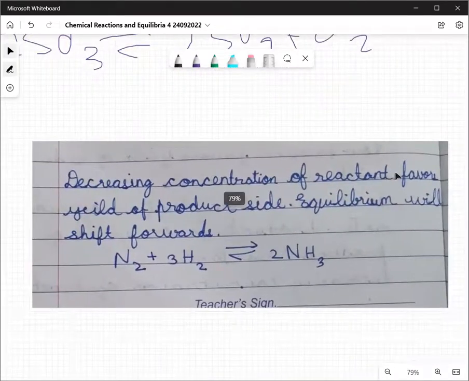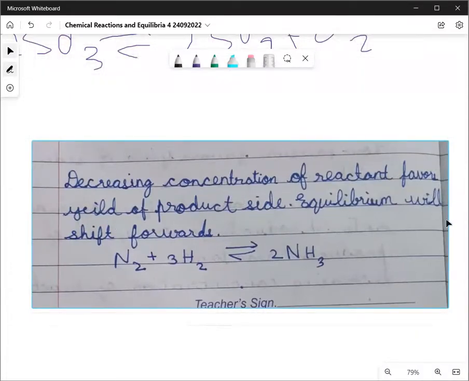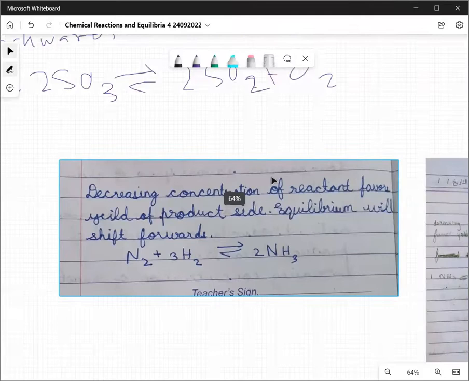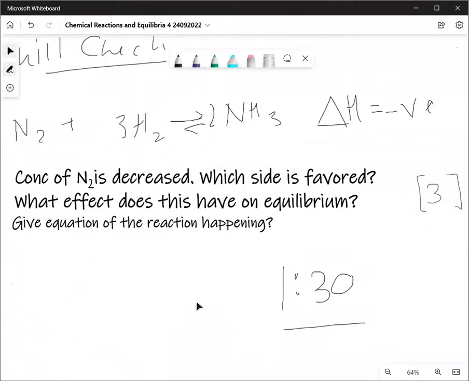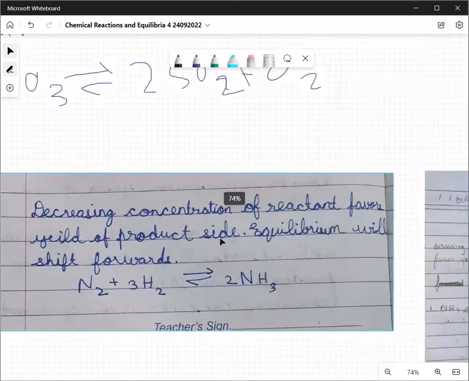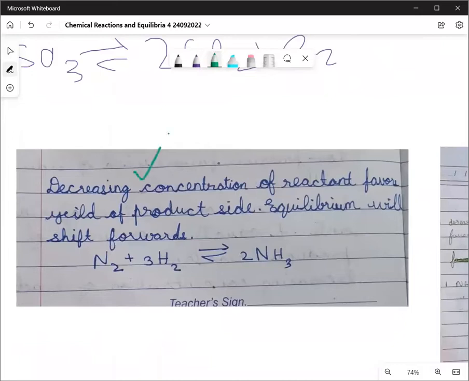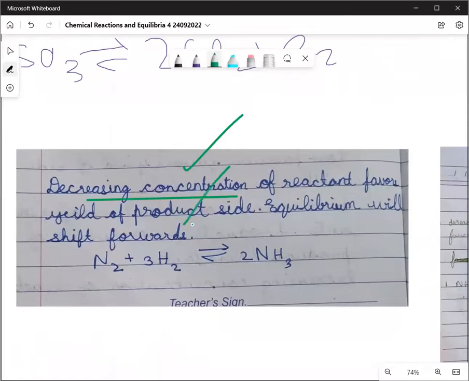Okay. Decreasing concentration of reactant favors yield of product side. Equilibrium will shift forwards. Okay. So it won't go backward because we will shift reactants with reactant, right? Yes. Just a second. No. Okay. This part is wrong. This is wrong, Niranjana. So sorry. Okay, shift forwards.